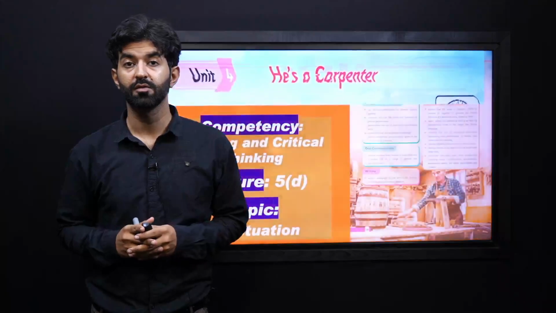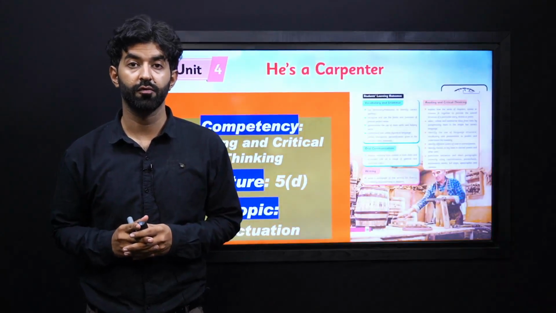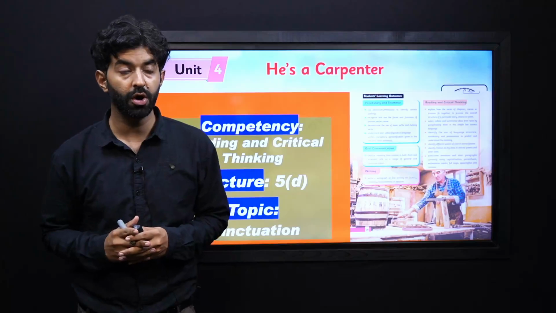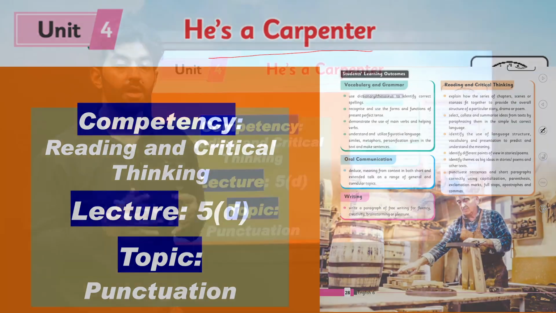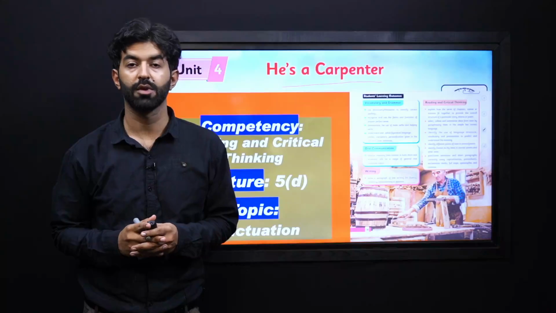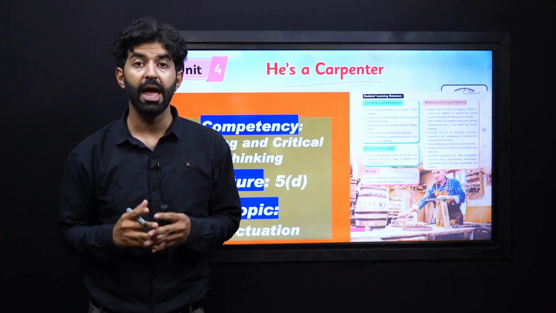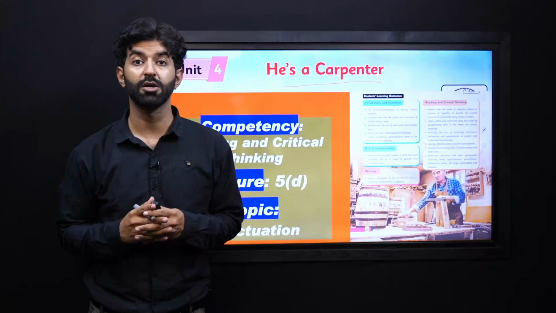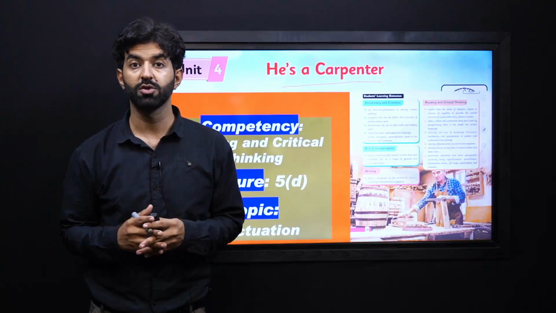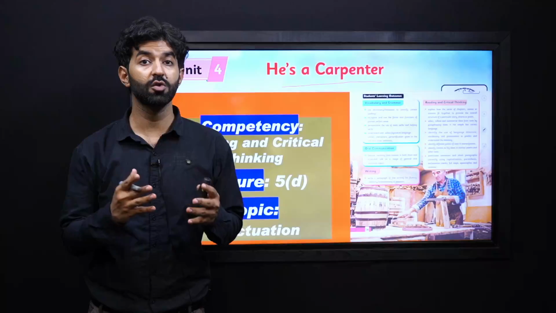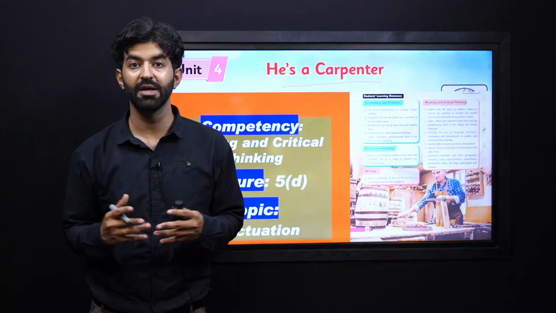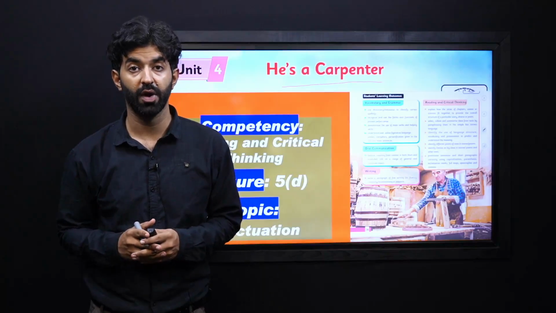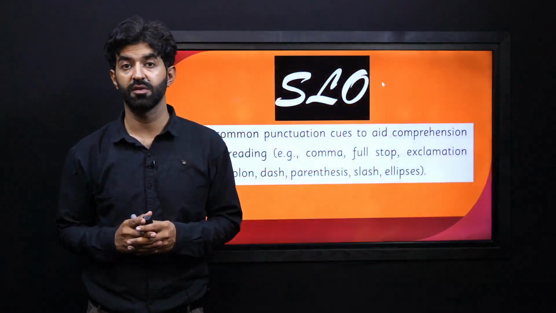My dear learners, let's talk about an SLO from our unit number 4. The title is He's a Carpenter. Now, we are going to see an SLO from the competency of reading and critical thinking, and the topic is punctuation. We know that punctuations are very important. If not used correctly and properly, it completely changes our meaning and our message is somehow not conveyed. So today's SLO is specifically on that.